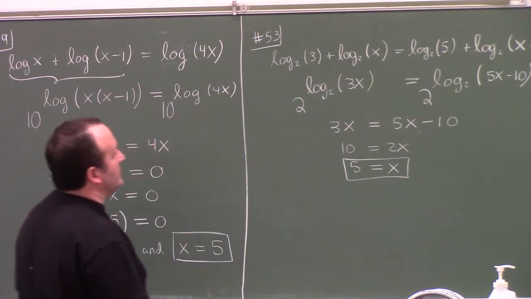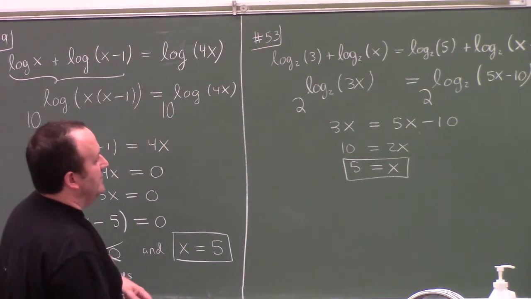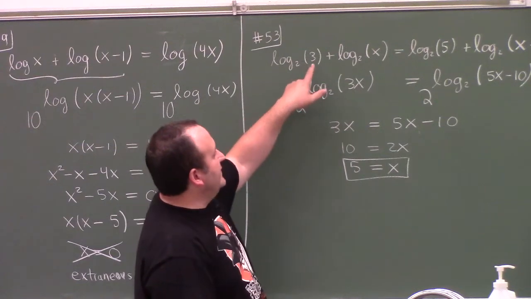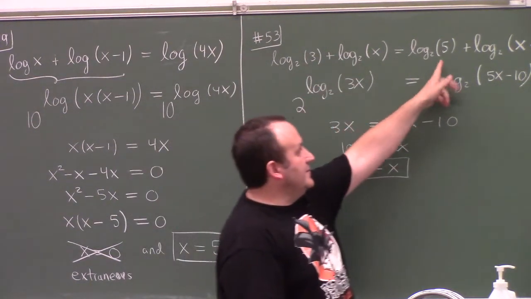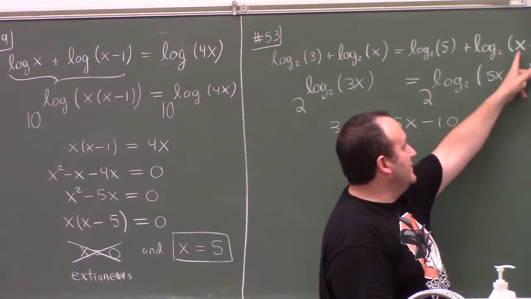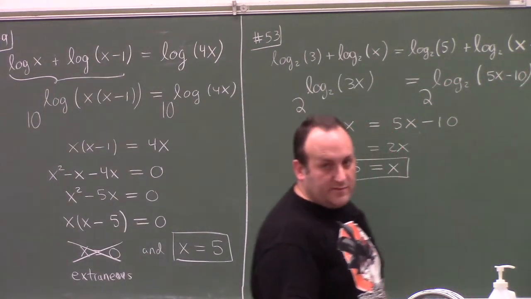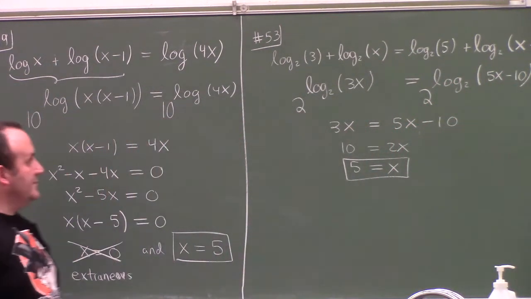And then you can go back and check that that works, right? If I plug 5 back into the original equation, I get log base 2 of 3 plus log base 2 of 5. On the other side, I get log base 2 of 5 plus log base 2 of 5 minus 2, which is 3. So, yay.